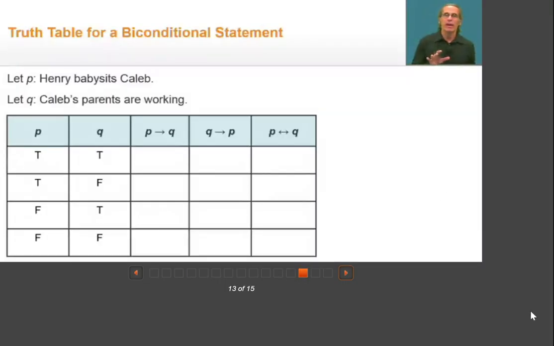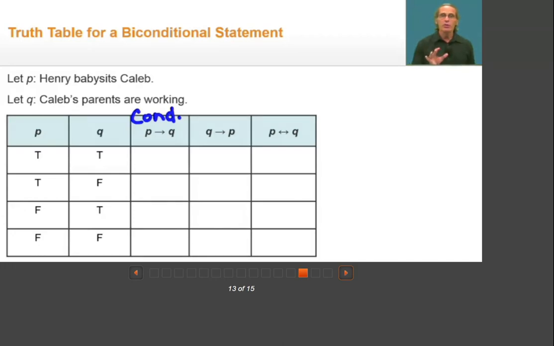Let's build a truth table to see when a biconditional is true. We can use an example to help us. We'll let P represent Henry babysits Caleb, and we'll let Q represent Caleb's parents are working. The conditional if P then Q is if Henry babysits Caleb, then Caleb's parents are working. And so that's what we see in this very first column that we have to fill in.